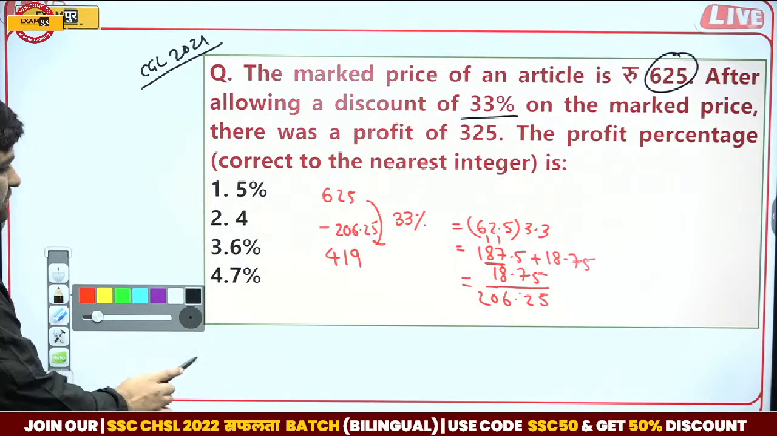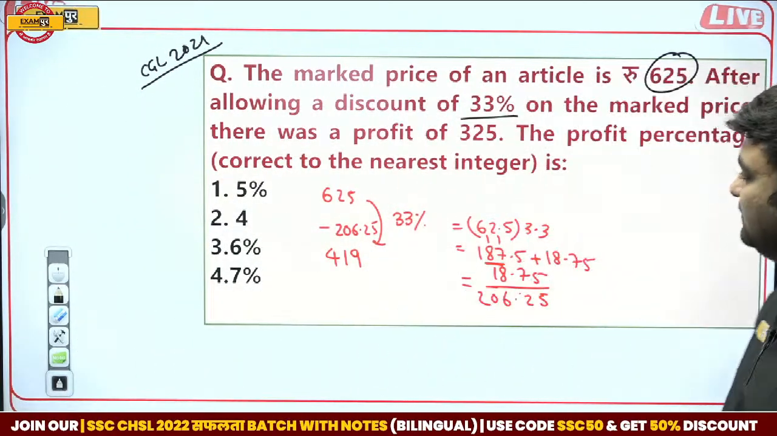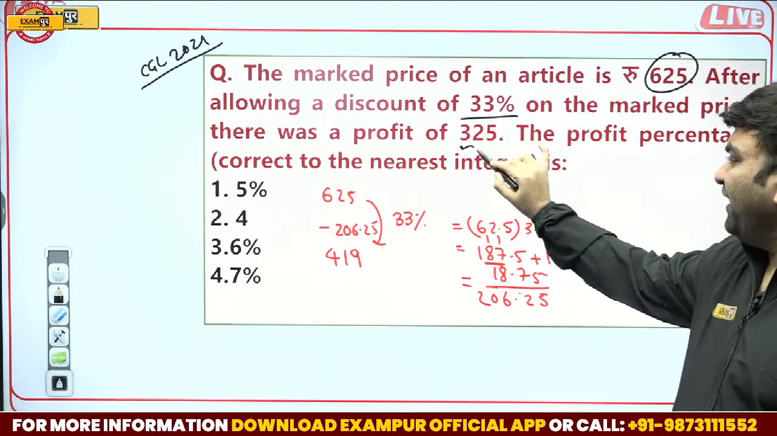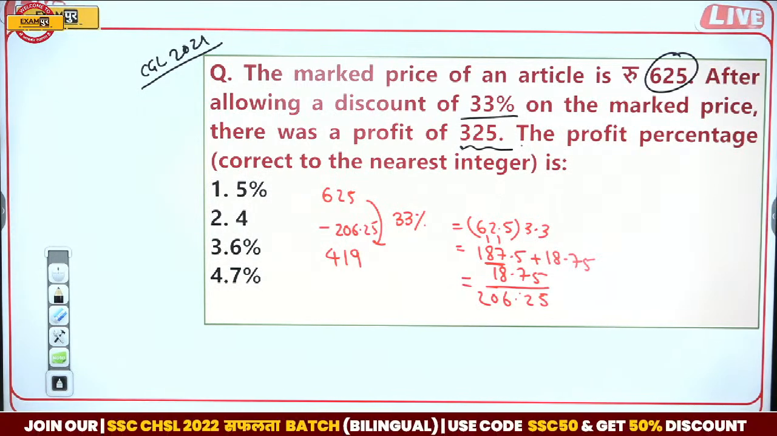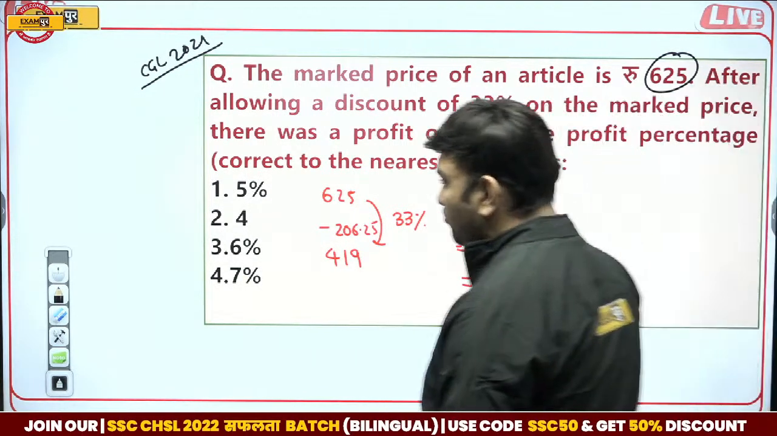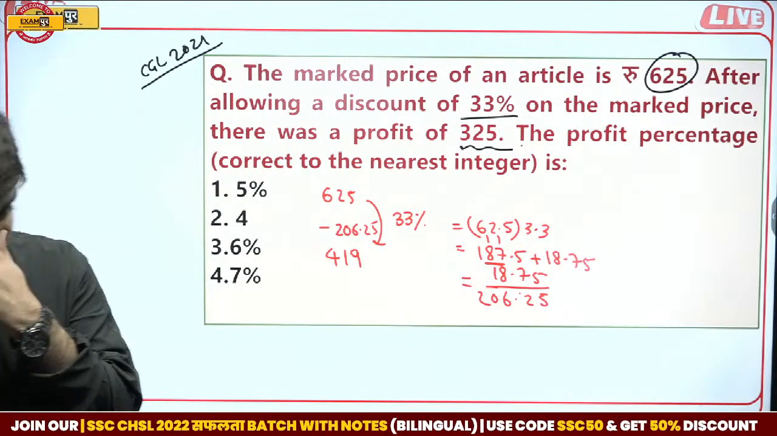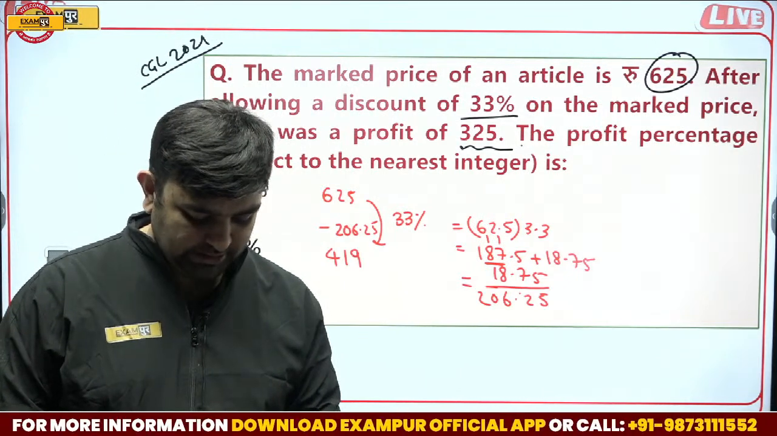What is this, yaar? This is 325? I don't think so. Then it would be a huge profit, a huge percentage profit.